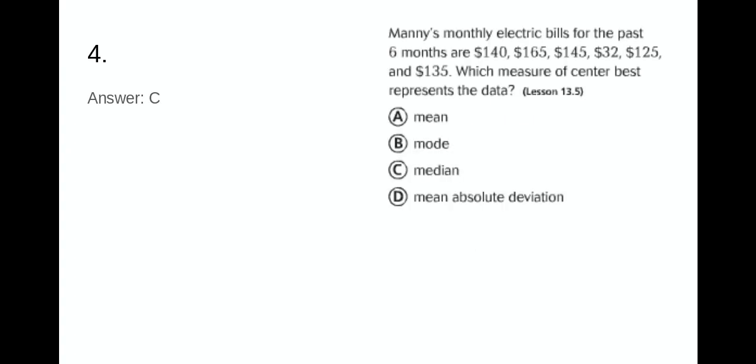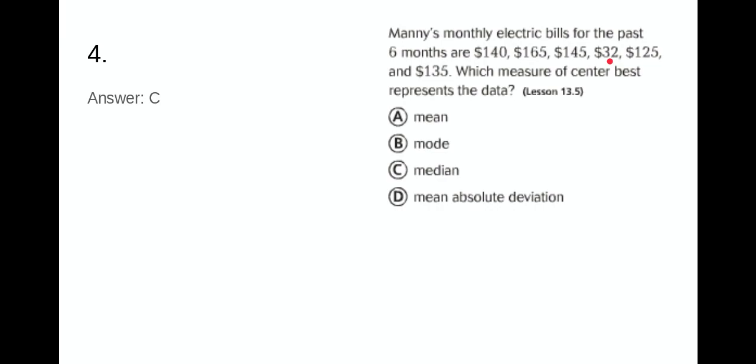Question 4, your answer is letter C. Which measure of center best represents the data? Well, D is not a measure of center, so don't choose that. What do we got? Oh, I was going to say, why don't I have any work? And the reason why I don't have any work is because of this outlier right here. Second of all, I don't have a mode, so I'm not going to choose mode. And this outlier I know is going to drag my mean down.